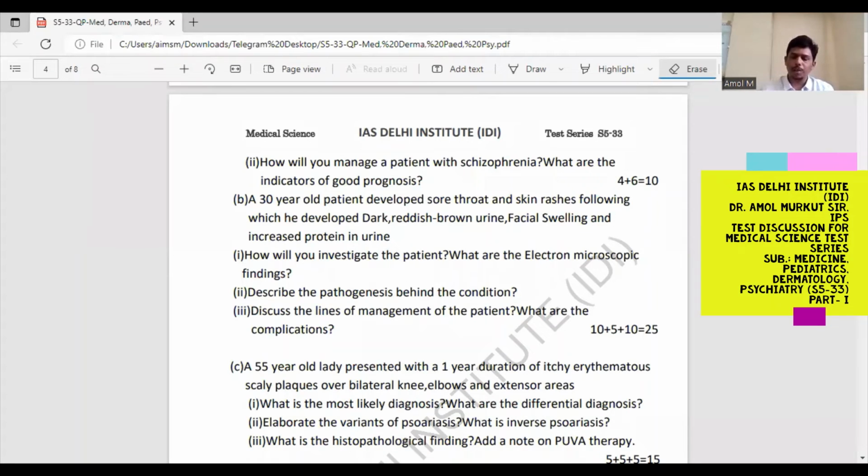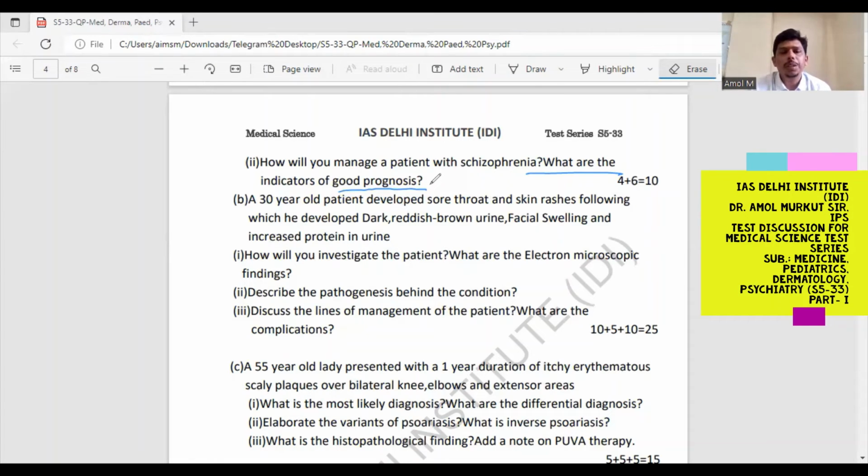Okay. So how will you manage a patient with schizophrenia? What are the indicators of good prognosis? How will you manage? See, in schizophrenia, there are psychiatric symptoms. There are various hypotheses of schizophrenia. The most accepted is dopamine hyperactivity and hypoactivity. There is hyperactivity in the mesolimbic pathway, and there is another pathway, sorry, I can't remember. So there is hyperactivity at one place and hypoactivity of dopamine at another place.